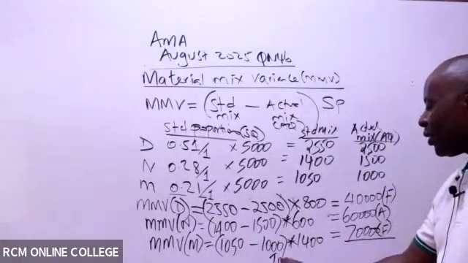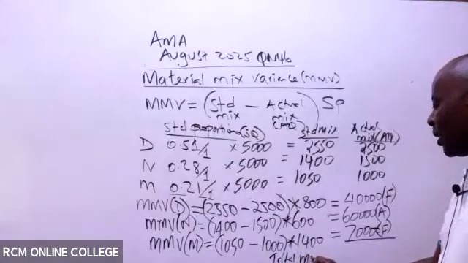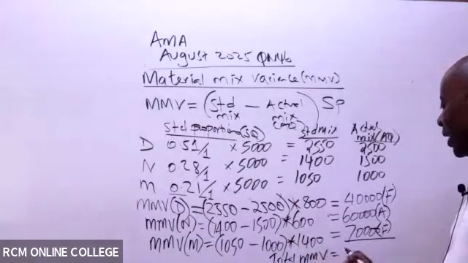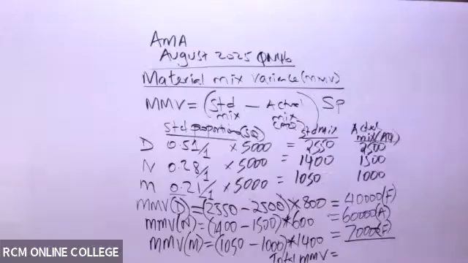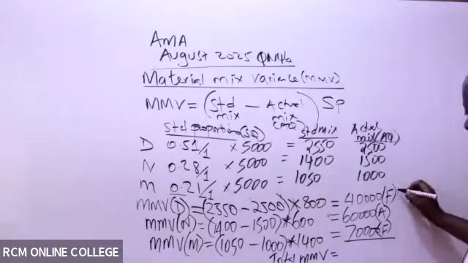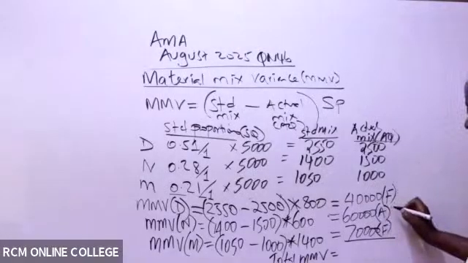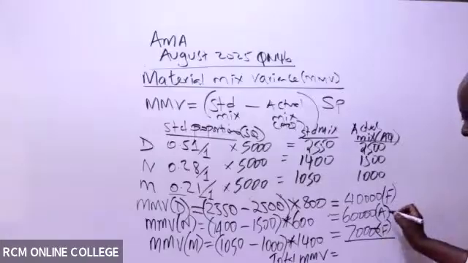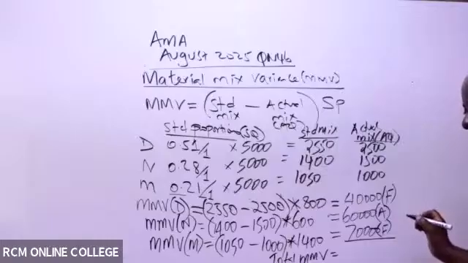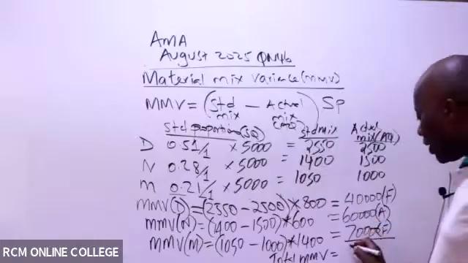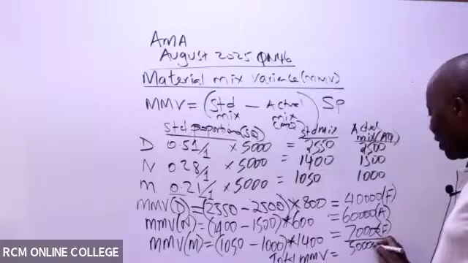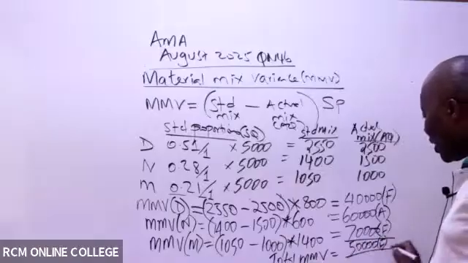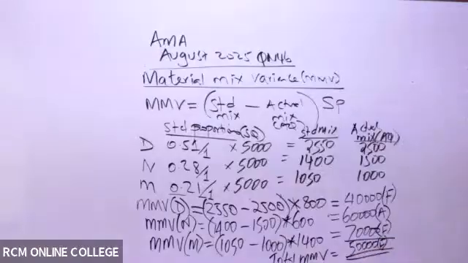Now come and add the three to give me the total material mix variance. So we have 40,000 minus 60,000 plus 70,000. Minus, because the adverse is negative. So I'm being given a figure of 50,000 favorable. So is that okay, ladies and gentlemen?